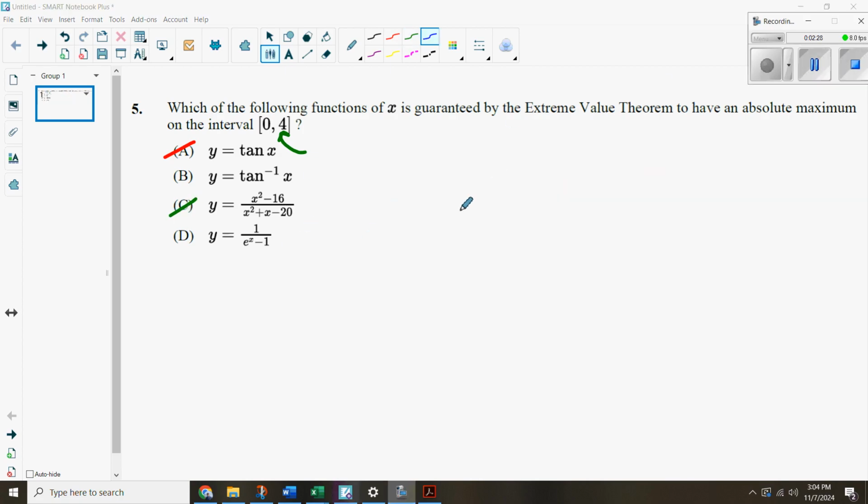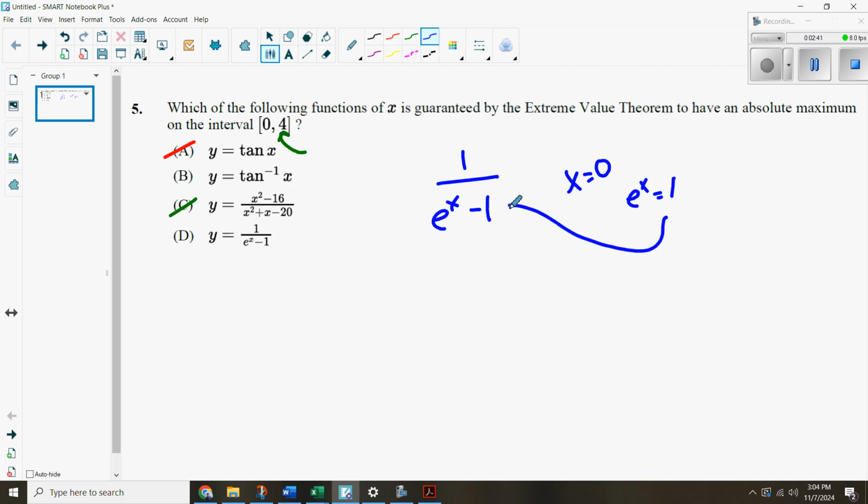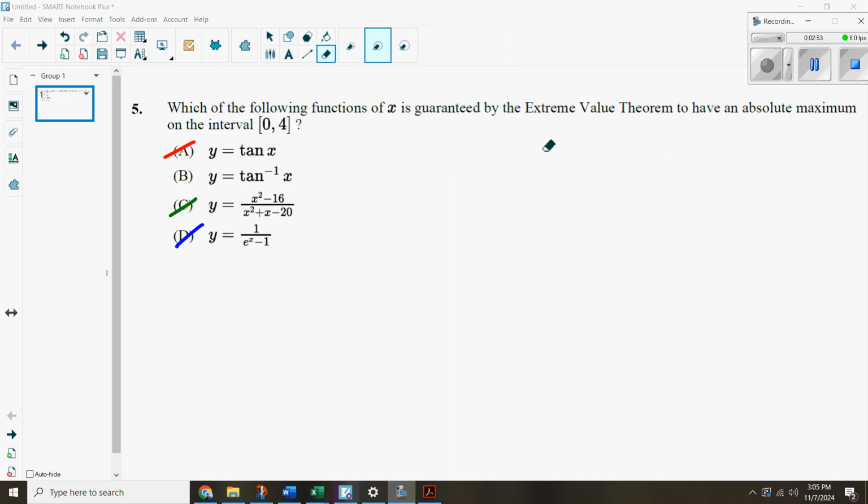Let's take a look at the last one, 1 over e to the x minus 1. Well, if x equals 0, then e to the x equals 1, and I would have 0 as my denominator. And we know we can't have that, so it would not be continuous at 0. So that one's out. It just leaves us with B, but let's explain why this is the case.